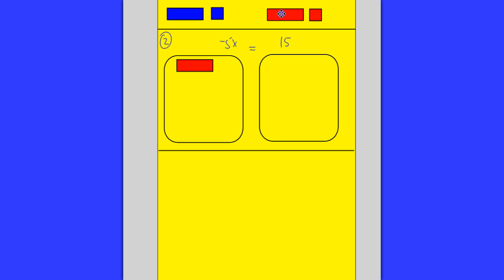All right, put 5 red x's or 5 negative x's on the left-hand side. Kind of sort them out like that. And then on the right-hand side, you're going to want positive 15.